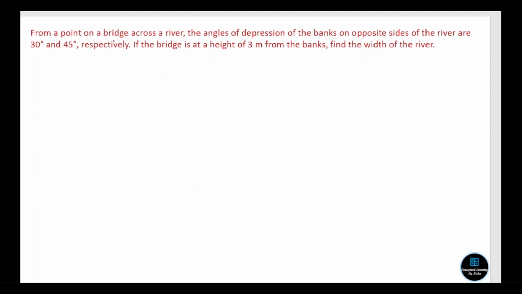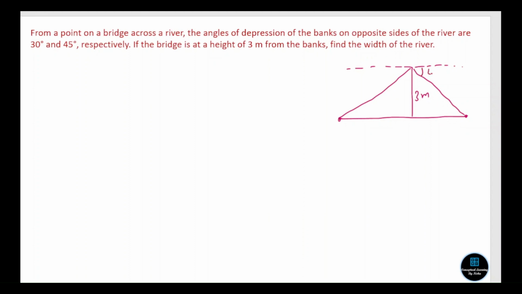Okay, from a point on a bridge across a river, the angles of depression of the banks of the opposite side of the river are 30 degree and 45 degree respectively. If the bridge is at height of 3 meter from the banks, find the width of the river. Alright. So let's say this is the river. These are the banks of the river. The bridge is 3 meter above the ground, and if we see the angle of depression, we have to make the angles over here, as they said, 45 degree and 30 degree.